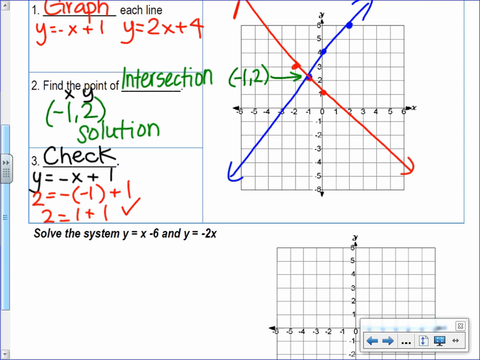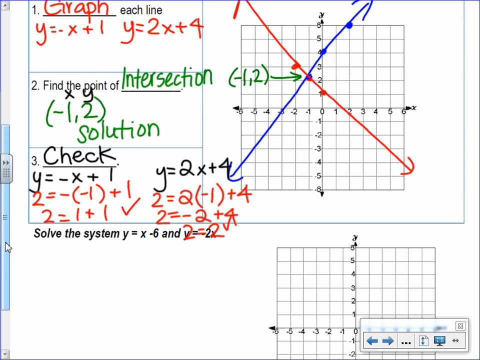Now, it should be a solution for the other one also. So it should be a solution for y equals 2x plus 4. Instead of y, I put a 2. Instead of x, I put a negative 1, plus 4. 2 equals negative 2 plus 4. 2 equals 2. That's a check.